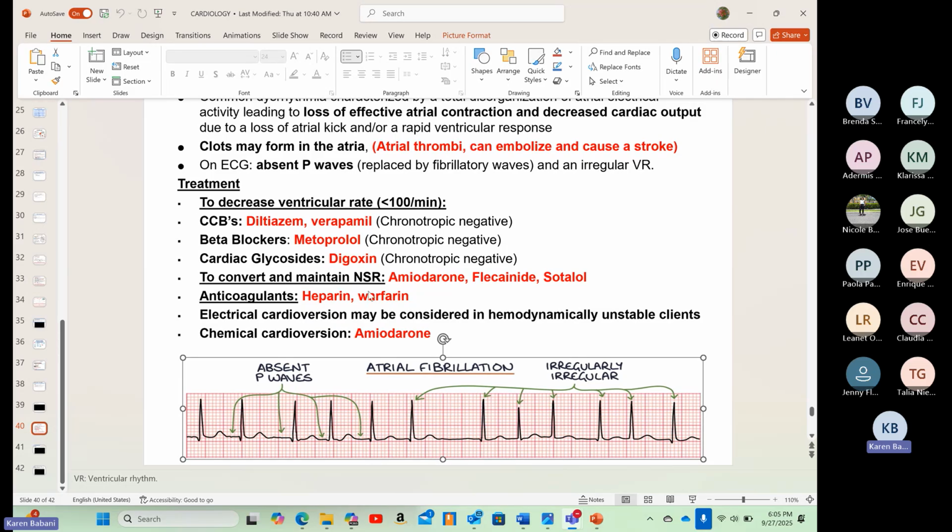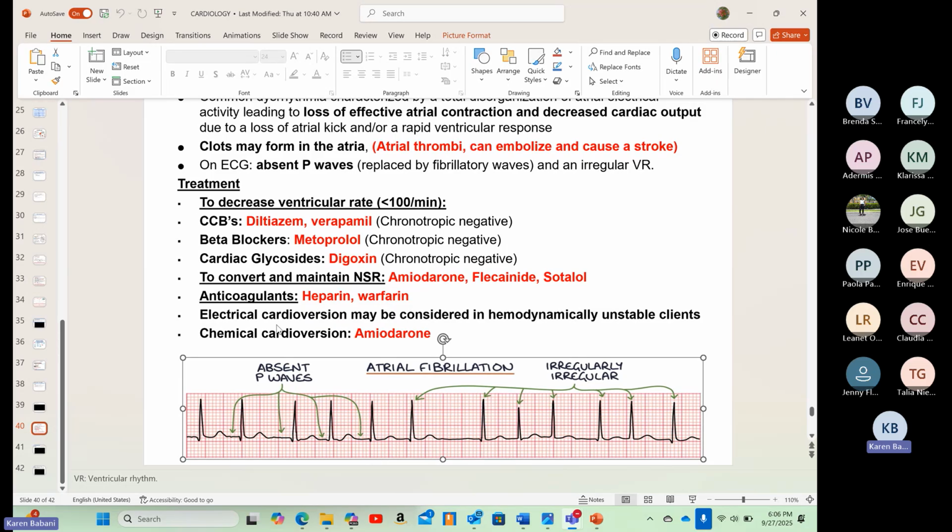Now, how do we convert them? This is what we call a chemical cardioversion. And here you have your amiodarone, because remember that amiodarone is the medication that we use to give a little restart to the heart, right? Try to get them out of that dysrhythmia back into a normal sinus rhythm. We can also give flecainide. We can also give sotalol. And again, anticoagulant therapy like heparin or warfarin to minimize the risk of clot formation that can become an embolus and end up in the lung or in the brain.